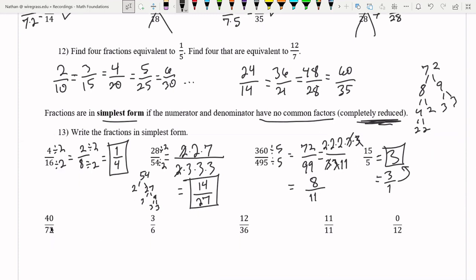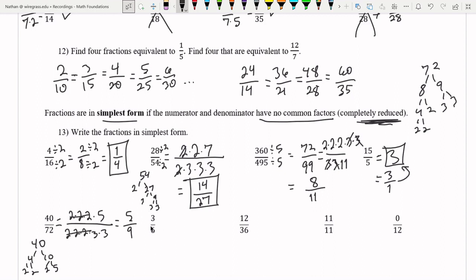Okay, the next one, 40 over 72. We actually already know the prime factorization of 72. And 40, right? 40 is 4 times 10, which is going to be 2, 2, and 2 and 5. So 2 times 2 times 2 times 5. And this one was 2 times 2 times 2 times 3 times 3. So those 3 2's and those 3 2's cancel. And we get 5 over 3 times 3, which is 9. 5/9 is the simplest form of that fraction.